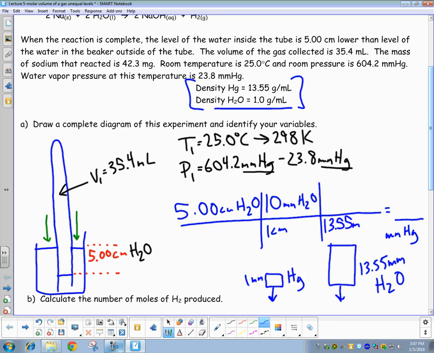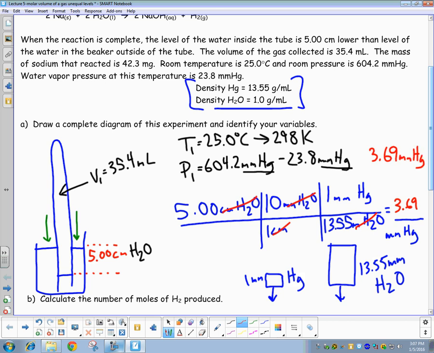13.55 millimeters of water will exert the same force as just 1 millimeter of mercury. So we go ahead and do that math there. You see the way I have the problem set up, that the units cancel each other out, and we ultimately get the unit that I'm looking for, and we get a difference here of 3.69. So that's the last issue that we have with our initial pressure.